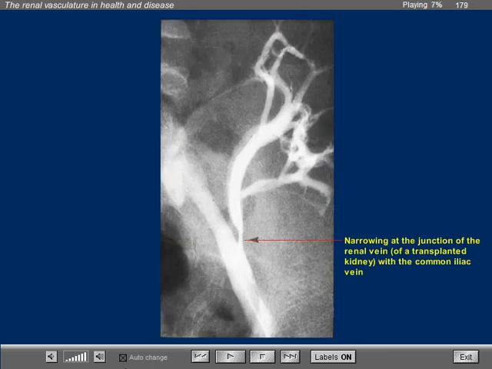One of the reasons for failure of a transplanted kidney is renal vein thrombosis. And in this patient, note the narrowing at the junction of the renal vein with the common iliac vein. There was no occlusion of the vein, but significant narrowing interfered with the venous drainage of this transplanted kidney.